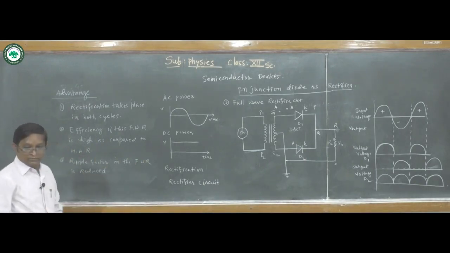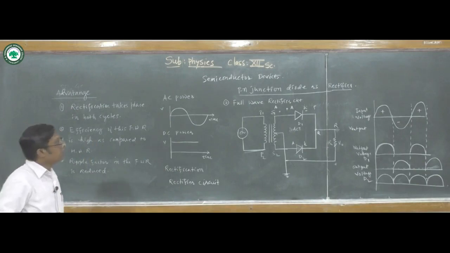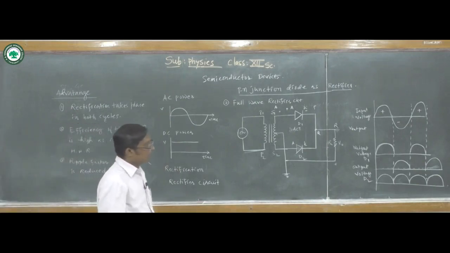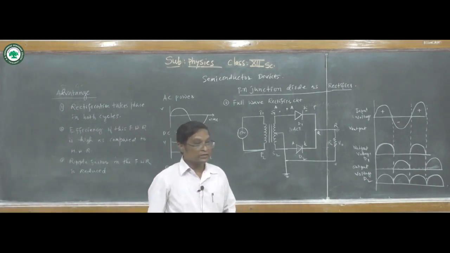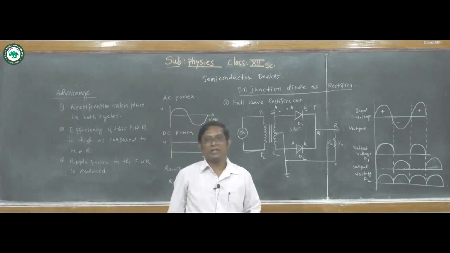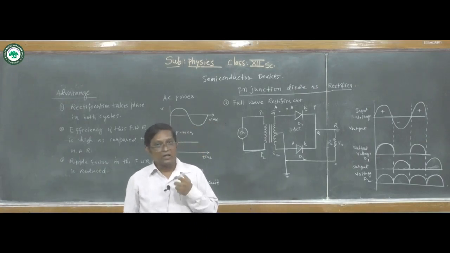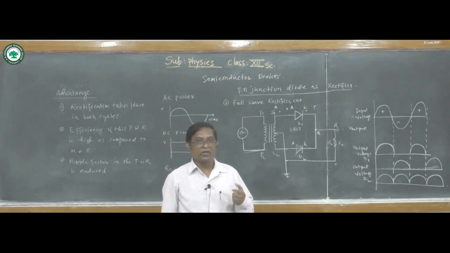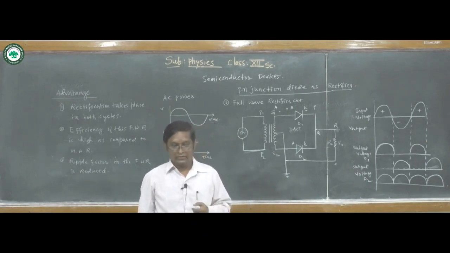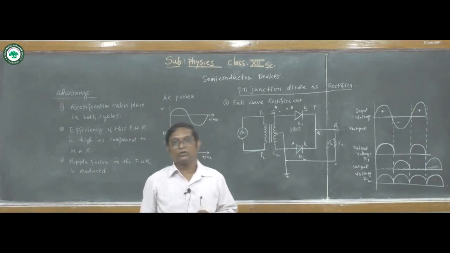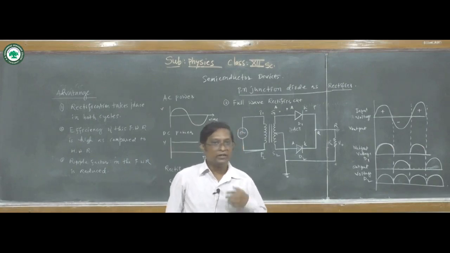In this way we have studied the PN junction as a diode rectifier. The two types of rectifier are the half wave rectifier and the full wave rectifier. That's it for today. We will meet in the next part.